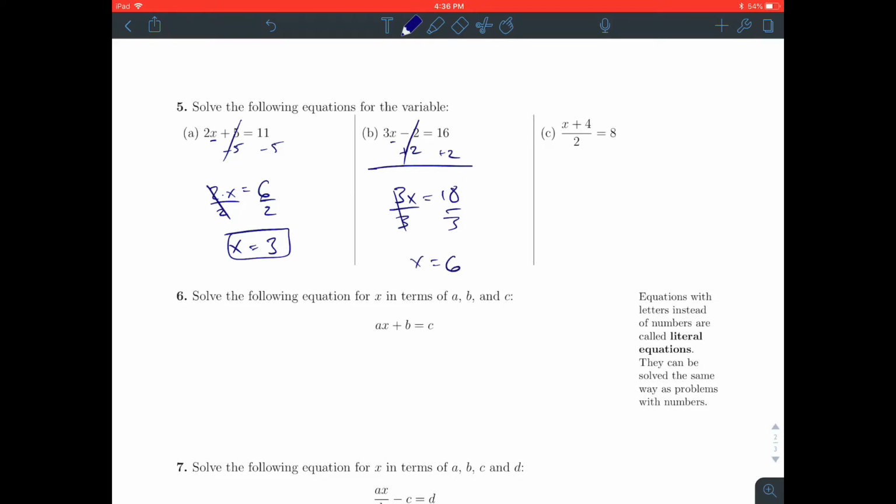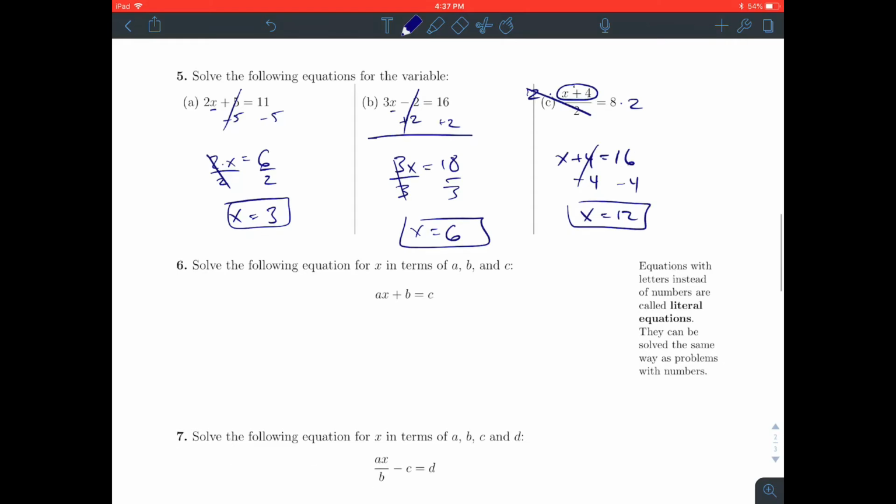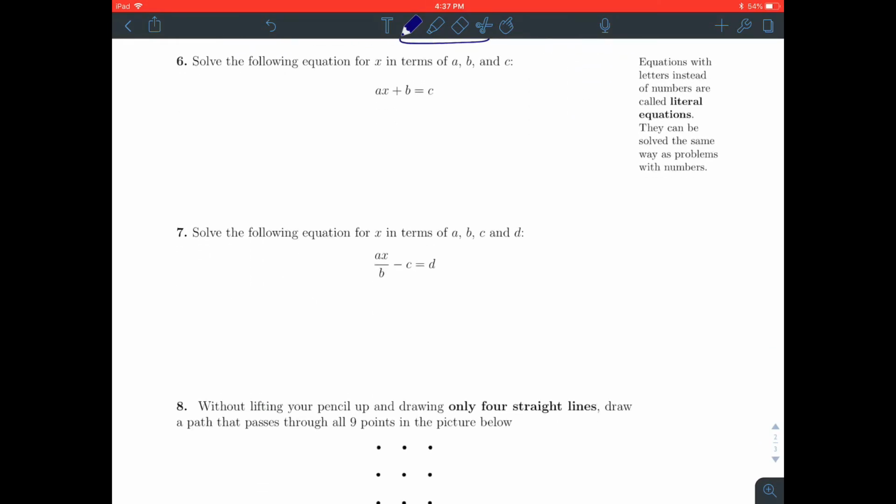For this one, the x plus 4 is grouped together on top of the 2. So we want to start by getting rid of the division by 2. So we'll multiply by 2, the inverse operation, on both sides. Multiplication by 2 cancels division by 2. That gives us x plus 4 equals 16. Subtract 4 on both sides gives us x equals 12. So that looks good.